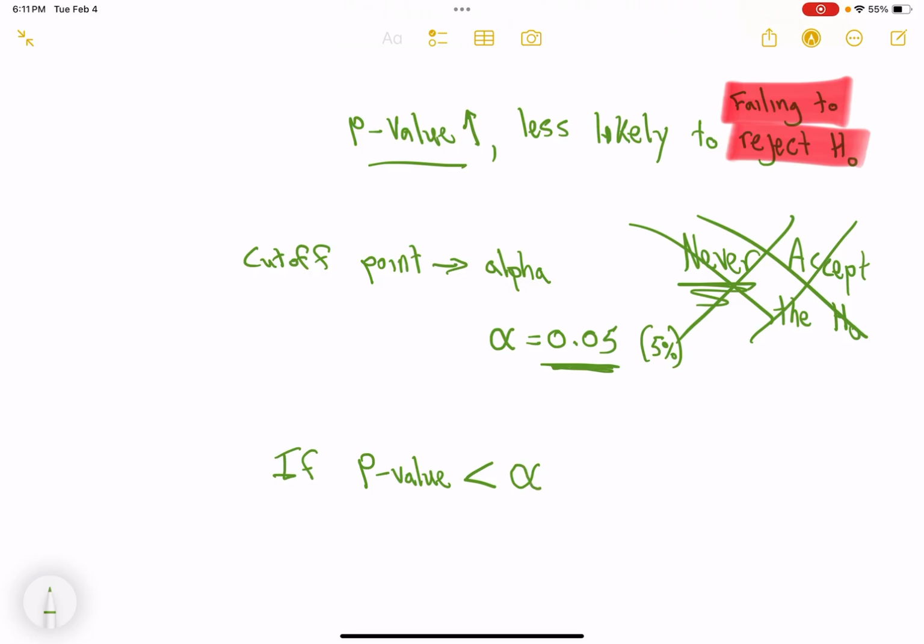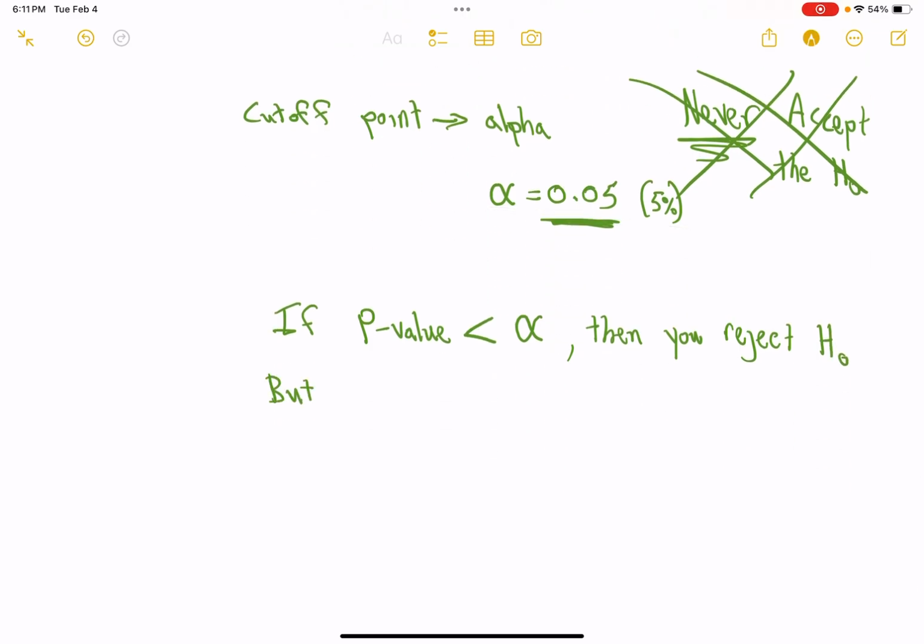Let me get that alpha looking pretty again. I want it to be nice, there we go. Then you reject the null hypothesis.